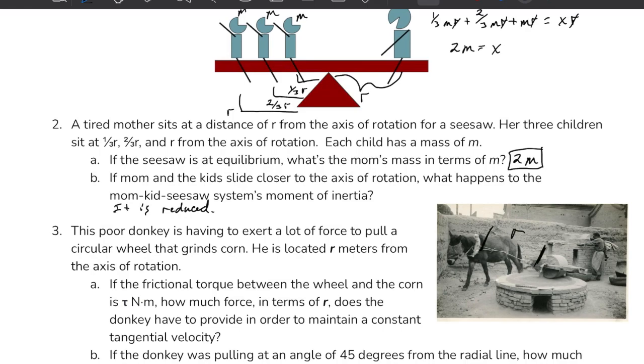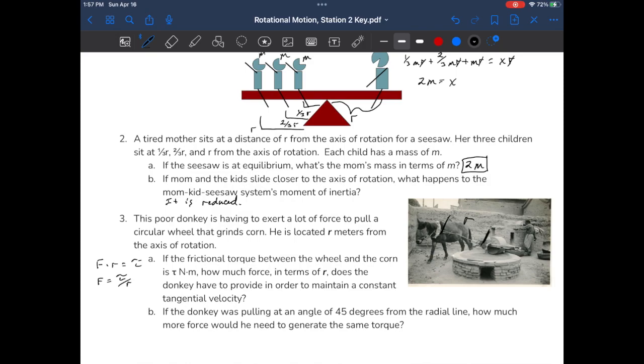Constant velocity. Well, the tangential velocity is changing direction, so let's call it tangential speed. It just makes me feel better. Constant speed means balanced forces. Balanced forces means equilibrium, balanced torque, all the good stuff. So his force times his distance has to equal the tau that they gave us, the T, the torque. So F times R is equal to T. Divide the R over, and you get F is T over R, or torque over radius.